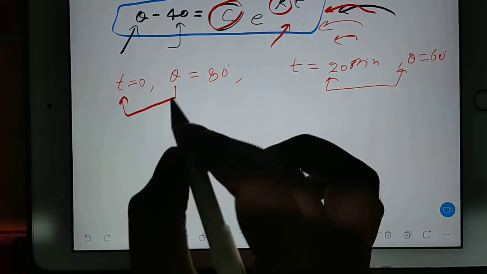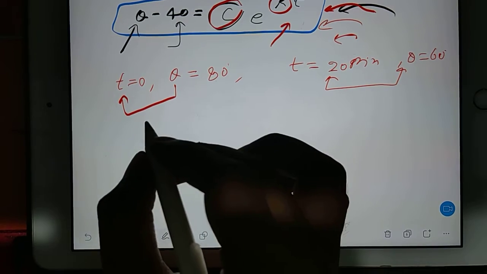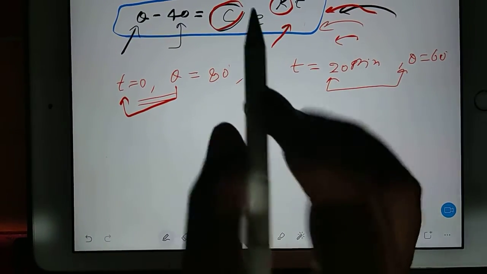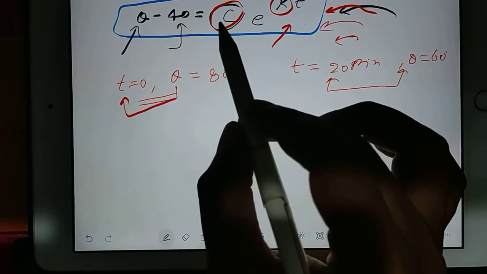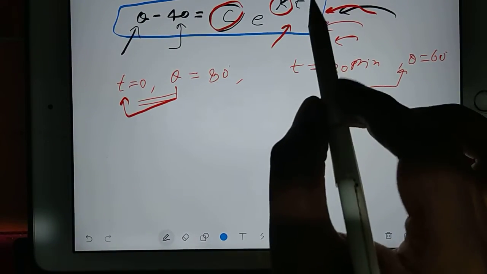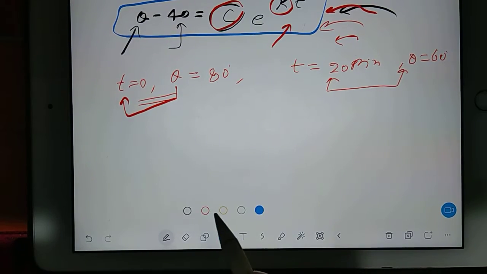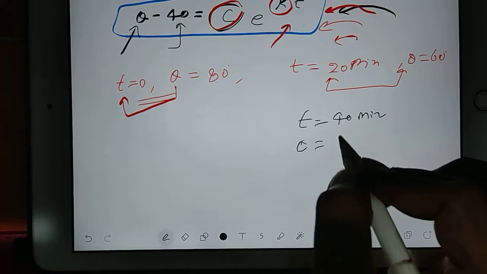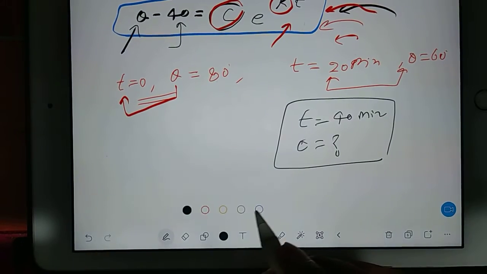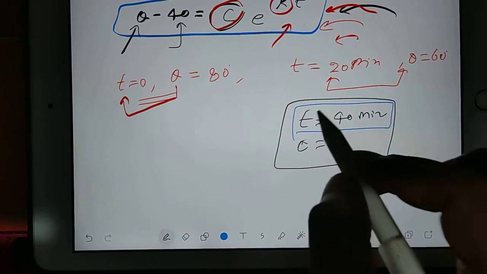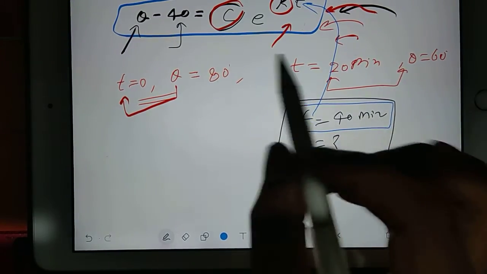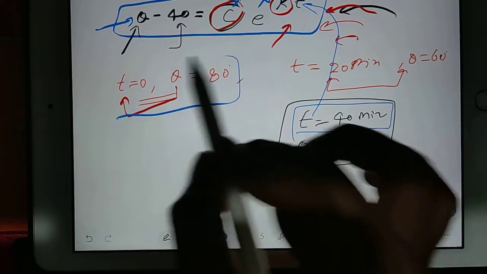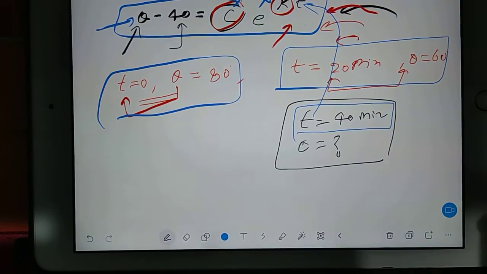Okay, so substitute these values here. So I'm using this concept here. Suppose what we have to find out, the main question, is after t equal to 40 minutes, what will be your theta value? This is what we are looking for. If I substitute this t value in the equation, can I find the theta value? No, because c and k are unknown. That's why to find c and k, I will be using these two values.